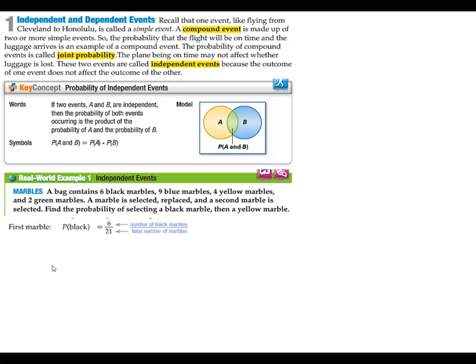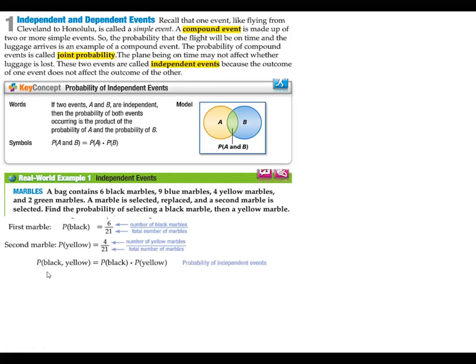Okay, so the probability of the black marble is 6 over 21 because there's 6 black marbles out of 21 altogether. How did we get 21? Remember, you add up 6, 9, 4, and 2. You add up all the outcomes. So the second marble is the probability of getting a yellow. So remember, we put that black marble back and then picked another marble. Well, there's 4 out of 21 still because we put the marble back. 4 of them are yellow, 21 total.